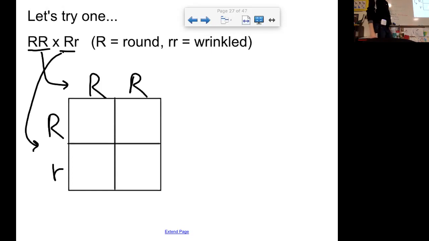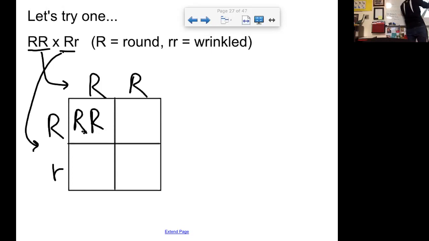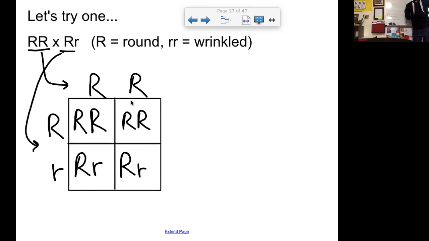Okay, so now we're going to fill it in. What's this first box going to look like? Two big R's. Okay, so big R, big R. What's this box going to look like? Two big R's again. So here's one big R, there's the other big R. All right, let's take a look at this third box. Big R, little r. Always write the capital letter first. And this final box, big R and a little r again. So the big R came from this parent and the little r came from this parent.